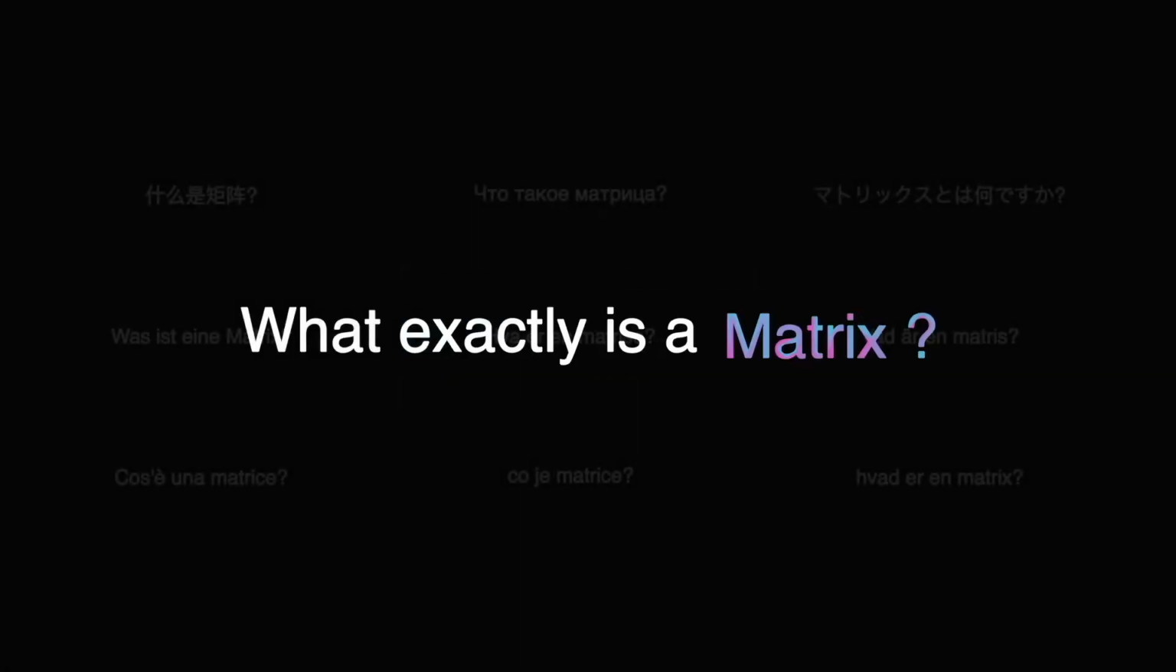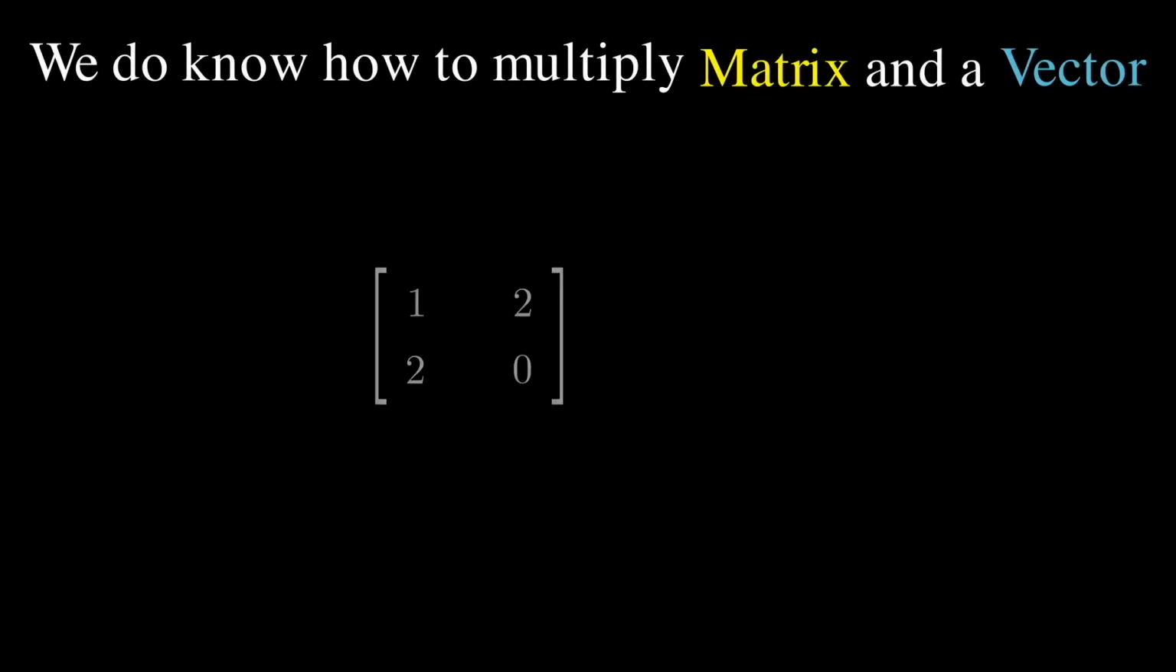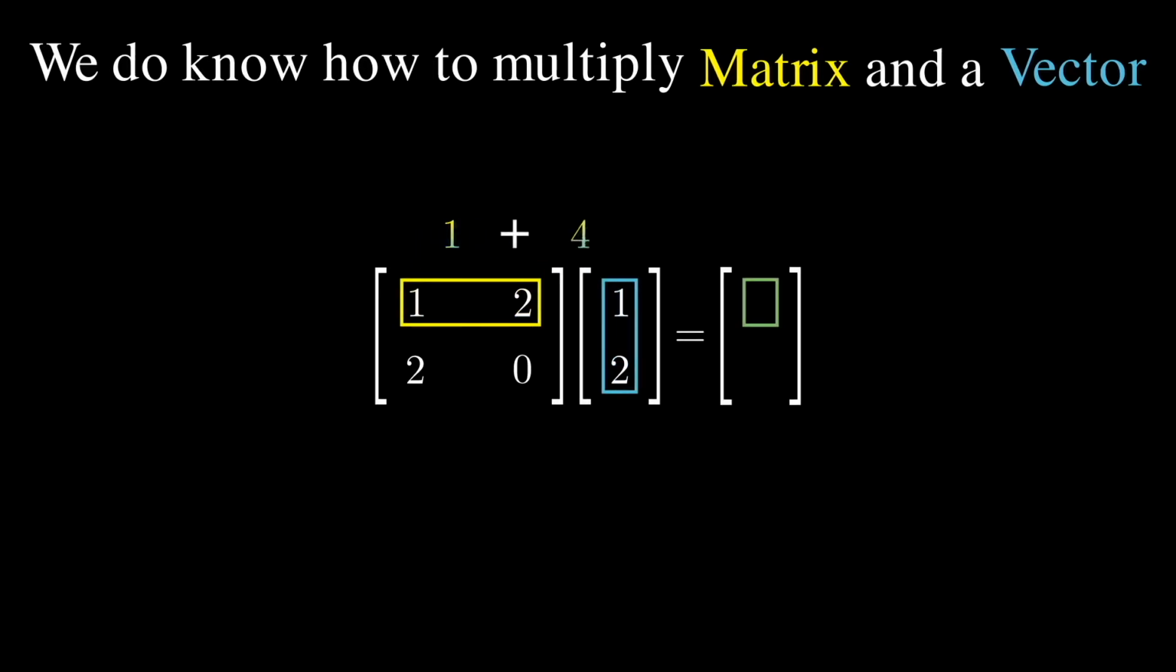What exactly is a matrix? Some say it's just a box of numbers, a collection of vectors, a mathematical object, a linear transformation, a function. Perhaps no one knows the answer. But we do know how to multiply a matrix and a vector. For example, multiplying this matrix with vector 1, 2, what we get is a vector 5, 2.